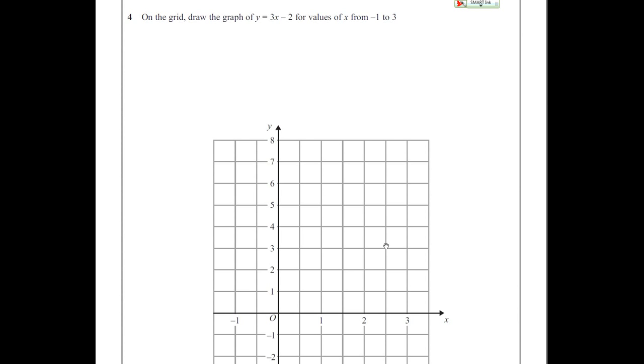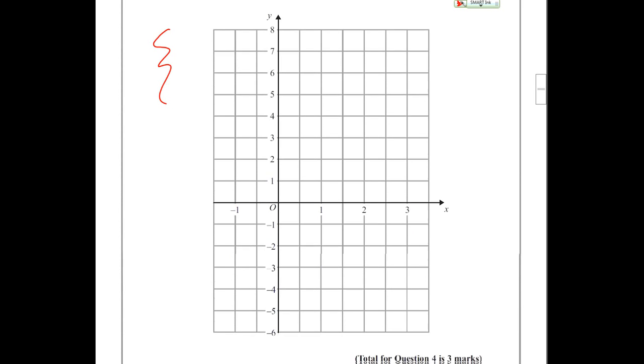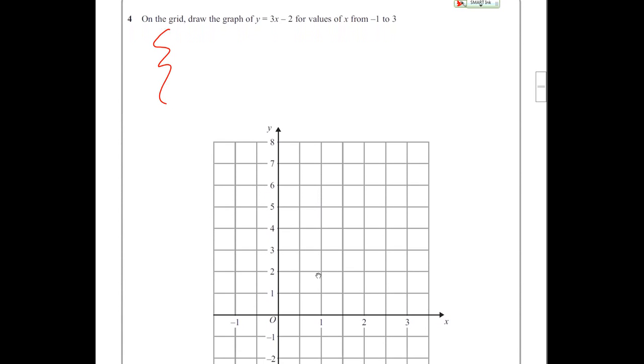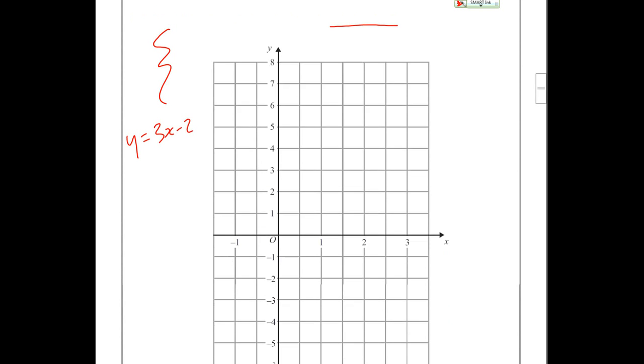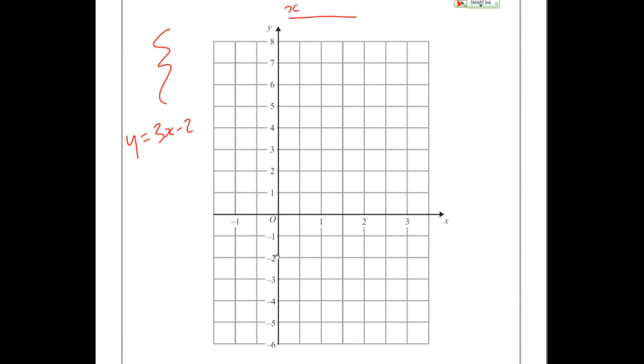You notice there's a gap here. The reason for this gap is so that you can use it. What you're supposed to use it for is to do a table. So y equals 3x minus 2, and it wants the values of x from -1 to 3. So we need x's and y's, and we want to go from -1 to 3. So values of x are -1, 0, 1, 2, 3.